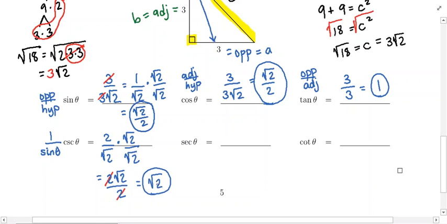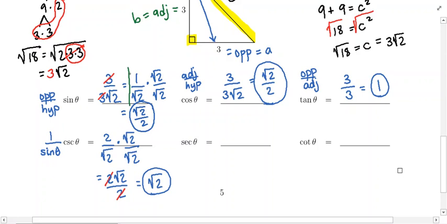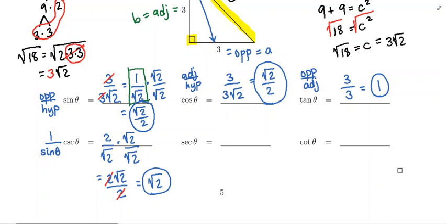You could have gotten this from initial setup, from flipping right here. If you had flipped right there, once we canceled the 3's and got 1 over the square root of 2, we could have flipped that. That's the part before rationalizing.